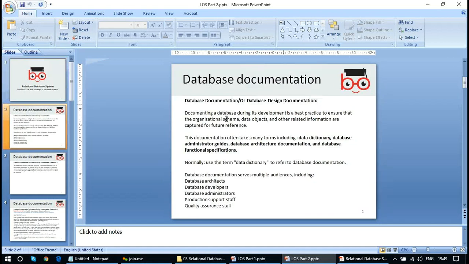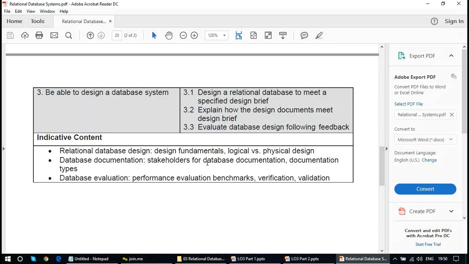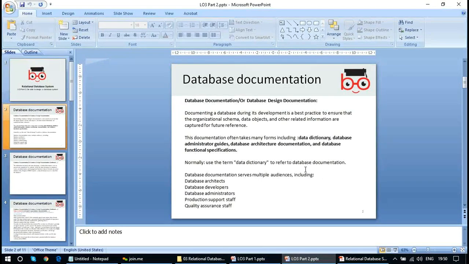Now, database documentation. Documenting a database during its development is the best practice to ensure that the organizational schema, data, objects, and other related information are captured for future reference. So this includes the data dictionary, database administrator guide, database architecture documentation, and database functional specifications. So basically, we are here: database documentation, stakeholders for database documentation, documentation types, and we'll discuss the evaluation performance, evaluation benchmarks, verification, and validation. So in part two, the documentation is being done.